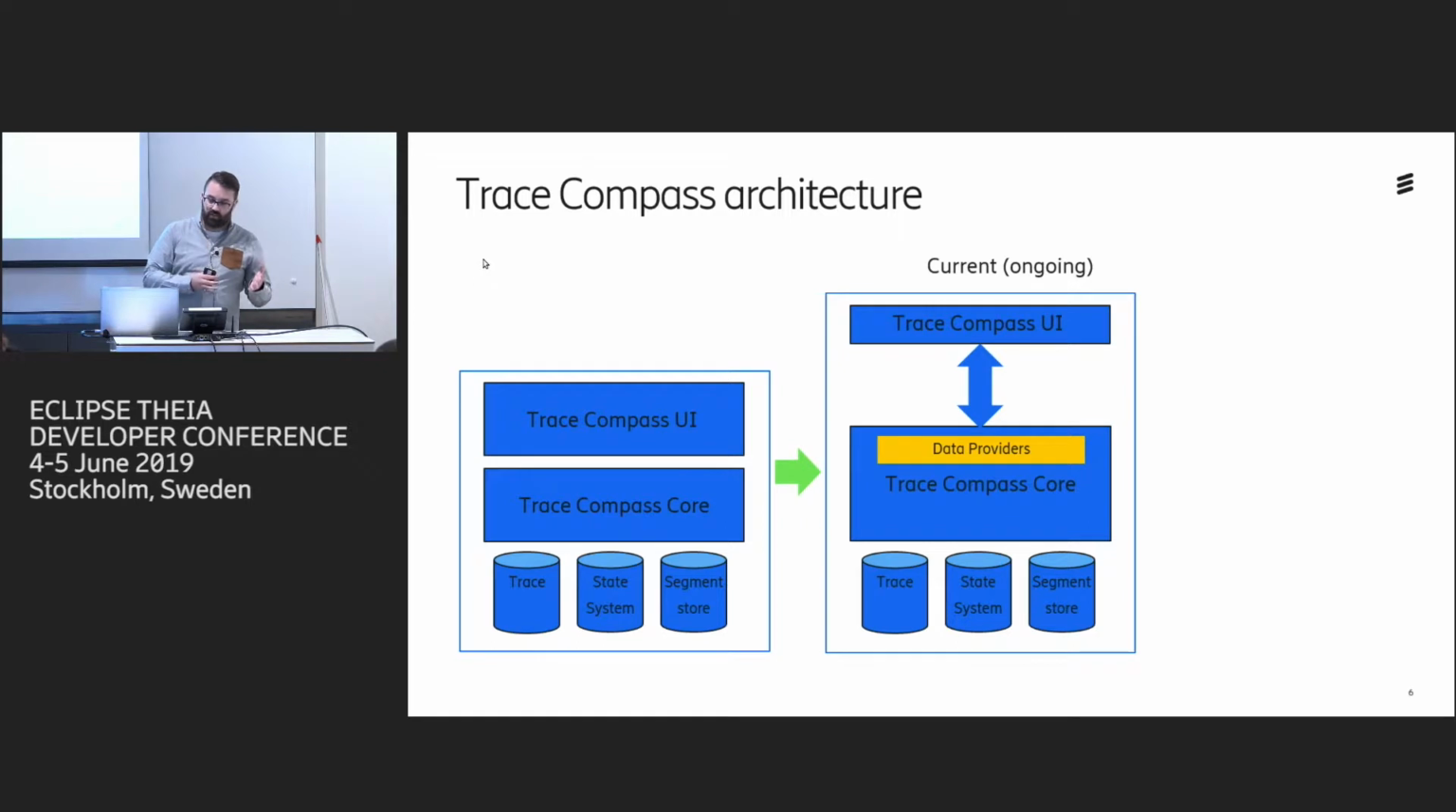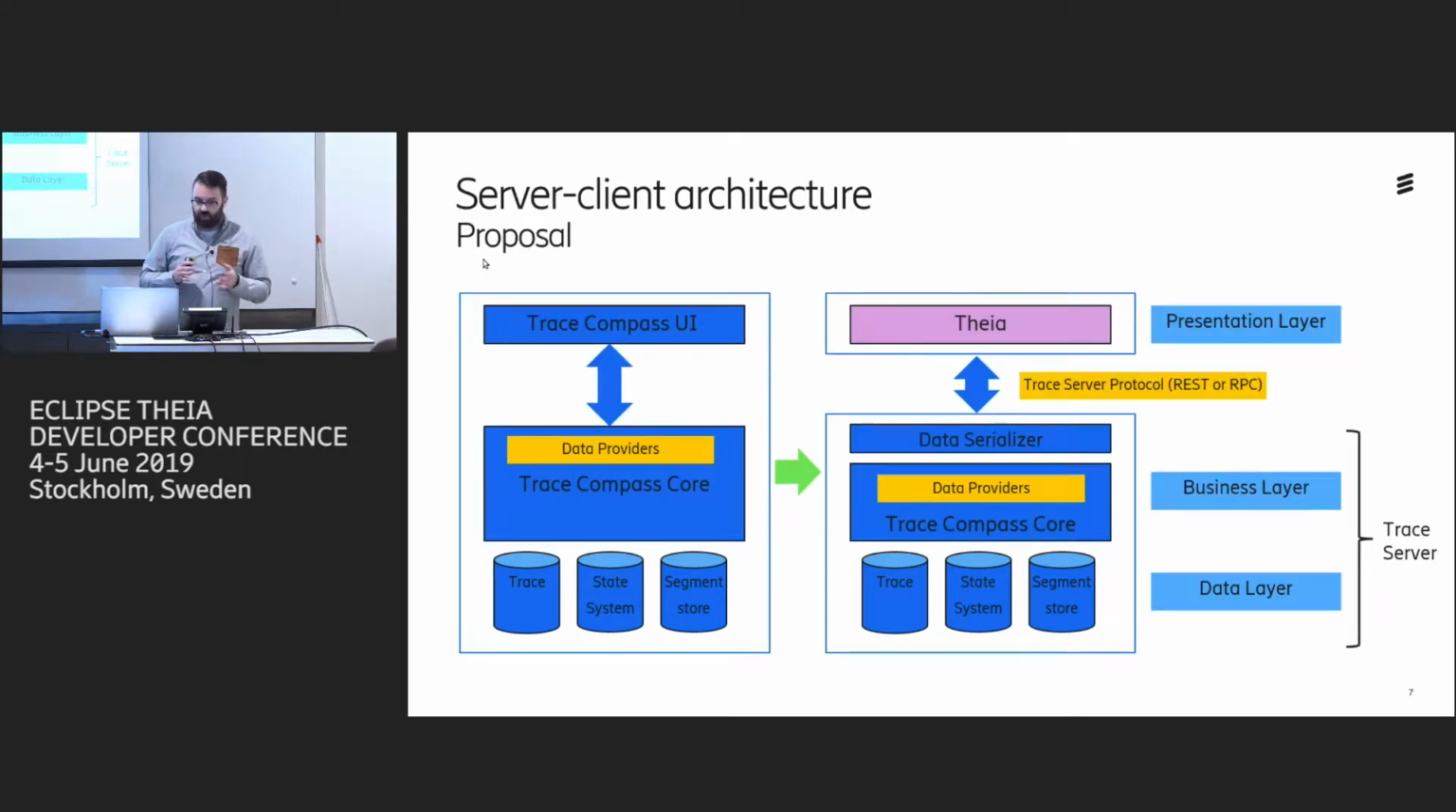So from that architecture, the goal is to separate the front end and the core completely by using what we have right now, the trace server protocol, to communicate the data between the two parts of the application. So for example, we can have a trace server that is composed from the core component of Trace Compass and the front end using Theia.